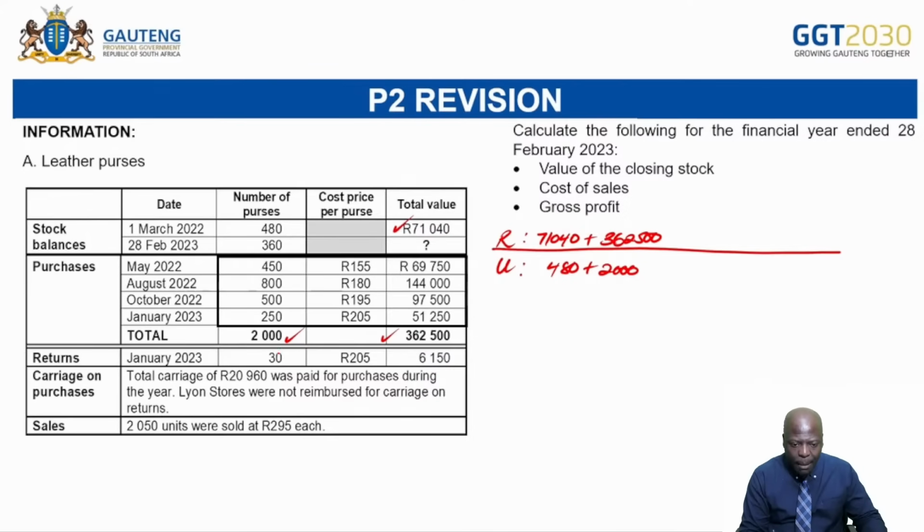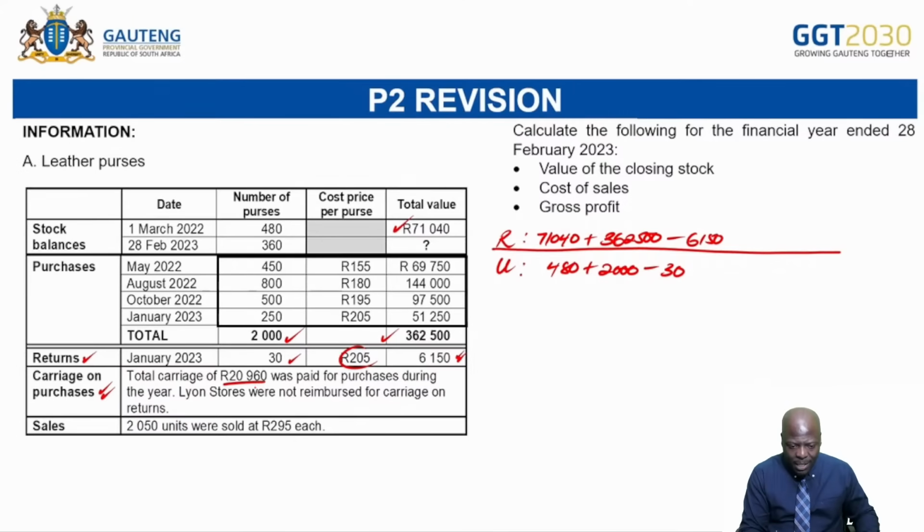And then we read the information that is here now. Returns. I know that once I have returns, they must be subtracted. So we are told on January we returned 30 units. Each one has a cost price of 205. Then it's 6,150, so I have to say minus 6,150. And then I say minus how many units were returned? 30.